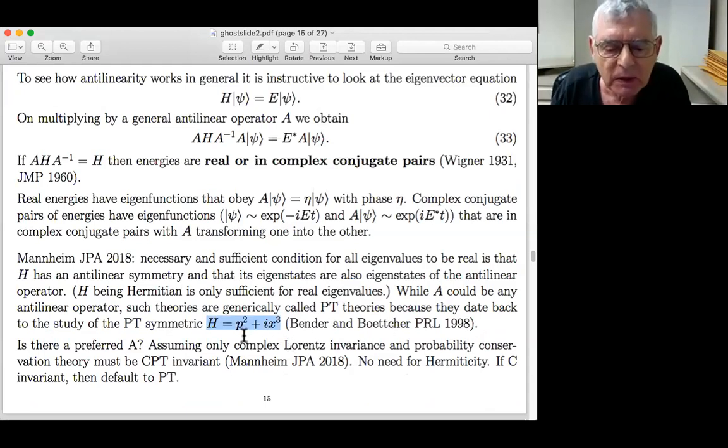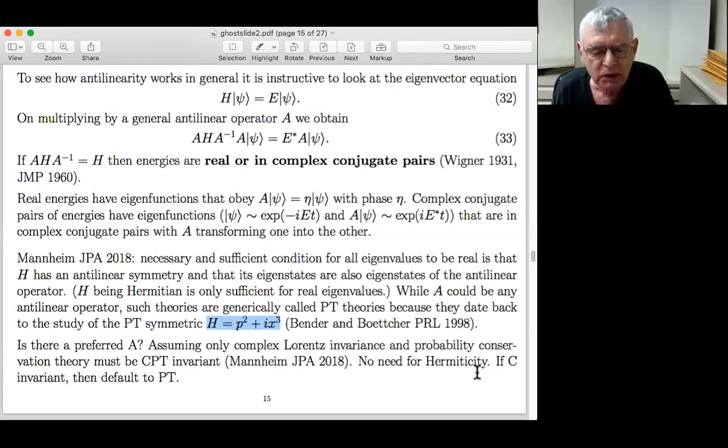They discovered that the p squared plus i x cubed theory, which you would say categorically is not a Hermitian theory, nonetheless has all eigenvalues real because it's in this antilinear regime. Now, is there a preferred antilinear symmetry? Yes, assuming only two things, complex Lorentz invariance and probability conservation, you can show that the antilinear symmetry must be CPT. No need for Hermiticity.